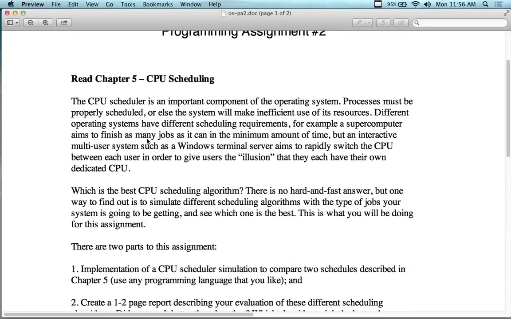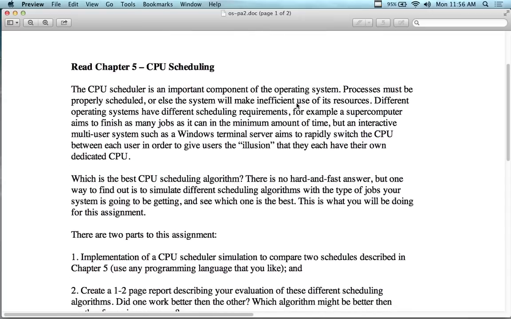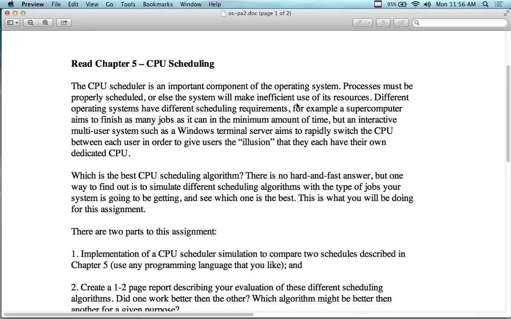So what are you going to do? The CPU scheduler is an important part, obviously, as we've been talking about this morning, of the operating system. It's probably one of the most important components for the user experience. Processes must be properly scheduled or the system will be inefficient. It will seem slow or sluggish. Different operating systems have different scheduling requirements depending upon the nature of the programs that are running. Windows is a very user-level experience, which means your CPU is processing a lot of graphics, and a lot of data being read from files and from I/O, from hard drives and so on.